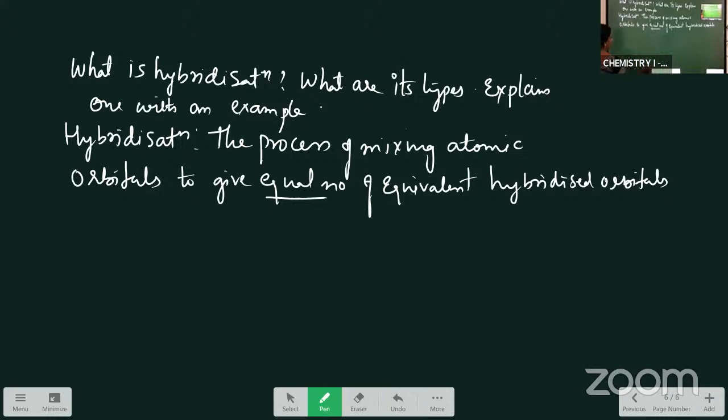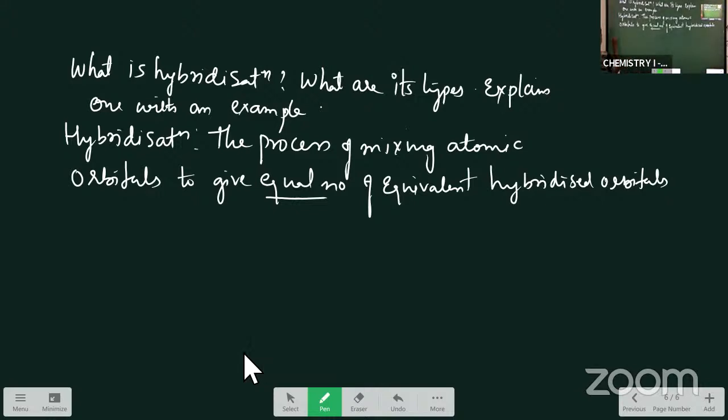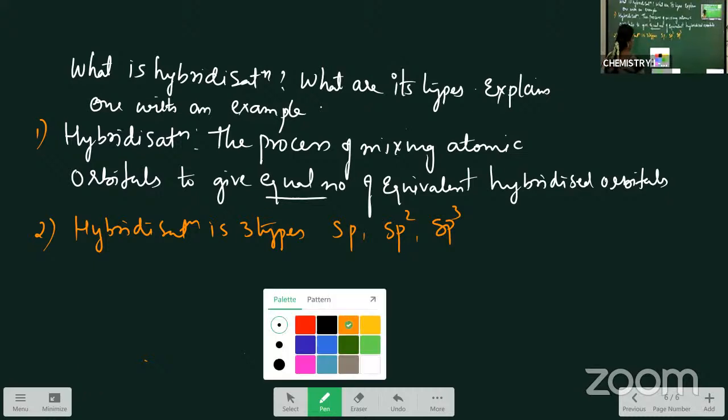Now, what is the first type of hybridization? So hybridization is of how many types? So question क्या है? What is hybridization? What are its types? So this is part 1. So part 2 में क्या है? Types. Hybridization basically is of 3 types: sp, sp2, and sp3.